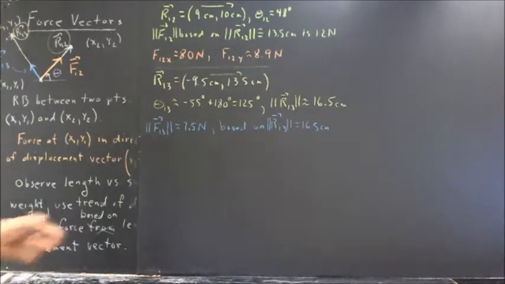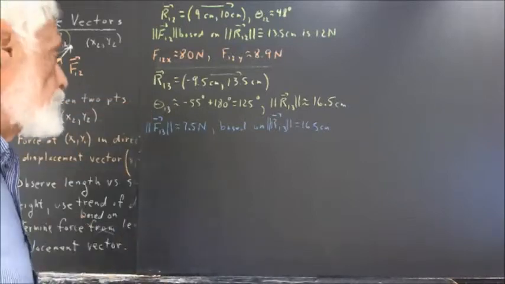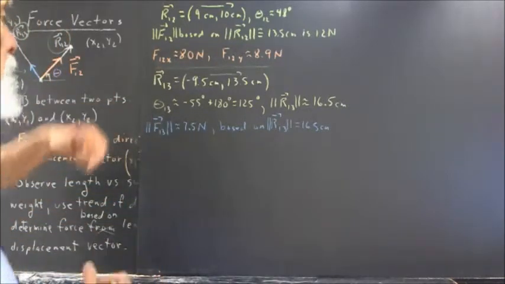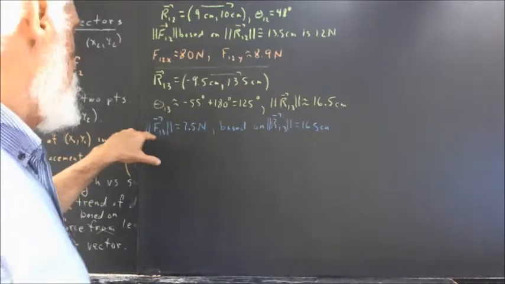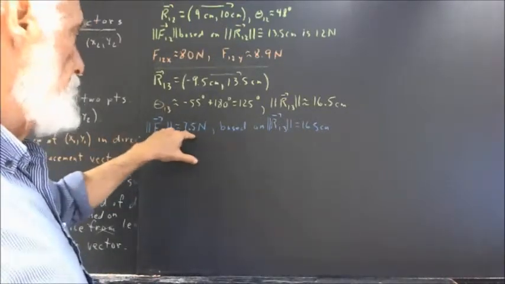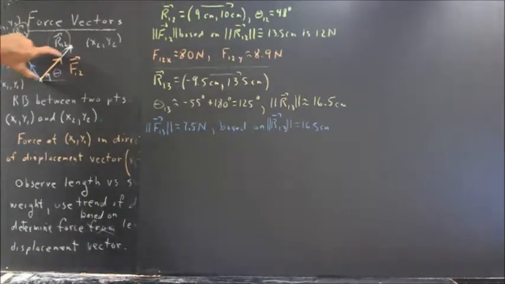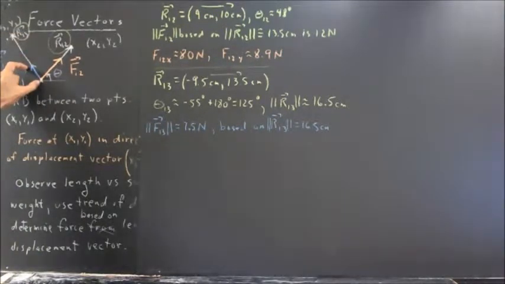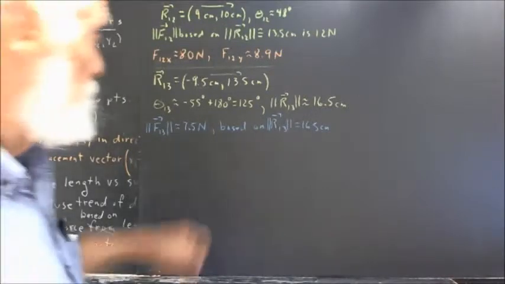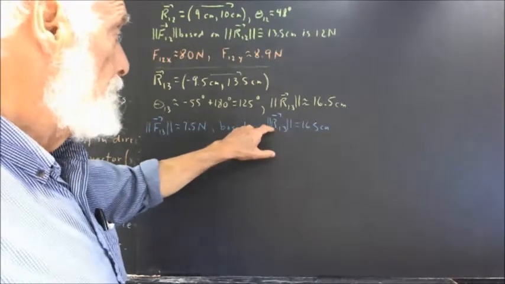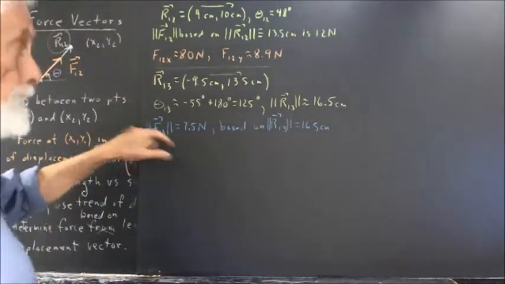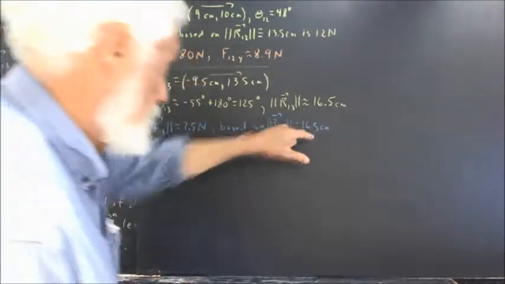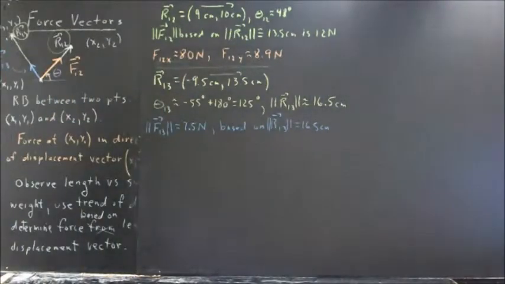Then, based on measurements of the force versus the weight, or the length and the weight that the rubber band holds, we determine that that force has magnitude 7.5 newtons. Remember, this was 12. This is 7.5. That's about right, out to the scale that I drew here. And that's based on the fact that the magnitude of R13 is 16.5 centimeters. That would be the force exerted by that rubber band when it's 16.5 centimeters long.